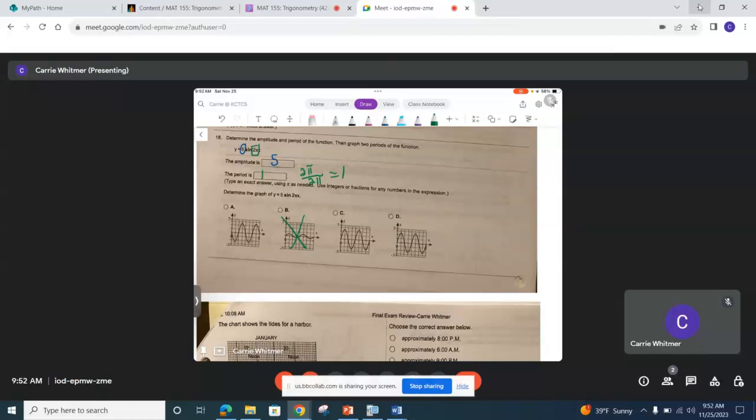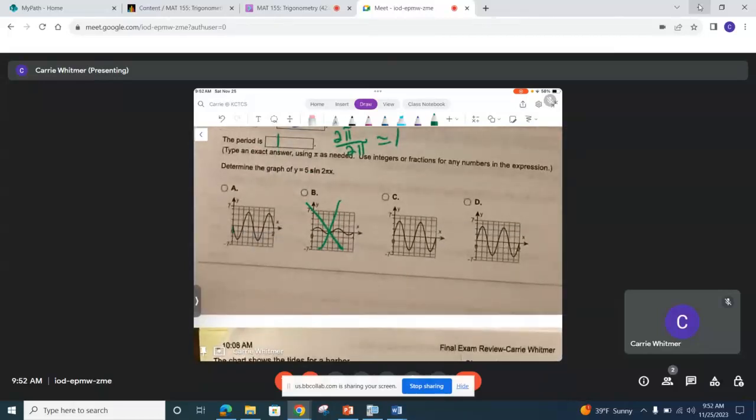Then, let's see, here's one wave, but sine usually goes up before it goes down, so I can cross that out. This one's going up before it goes down. So that looks like C would be it.